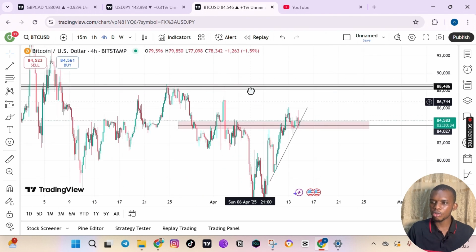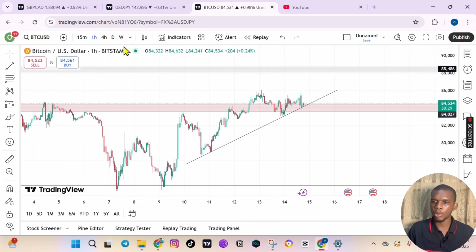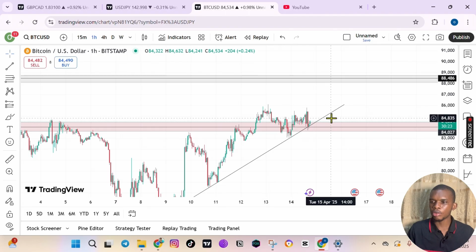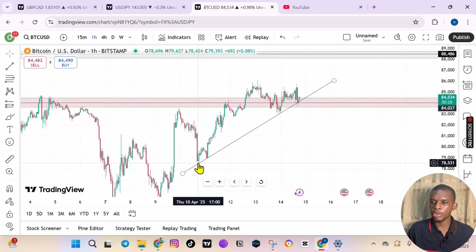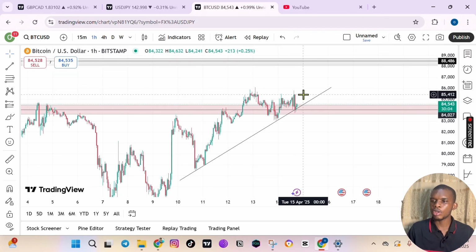Now if you pay attention to this particular trade, I just went to a 1-hour time frame. If you pay attention to this particular BTC USD trade, as you can see the market bounced from this place: 1, 2, 3. This is the third touch of this trend line, and this is the fourth touch. This should have been my entry point. This particular area should have been my entry point, but I'm not entering here because why?